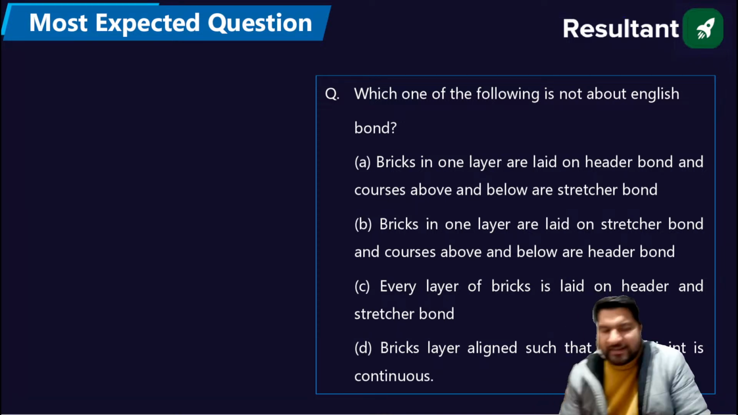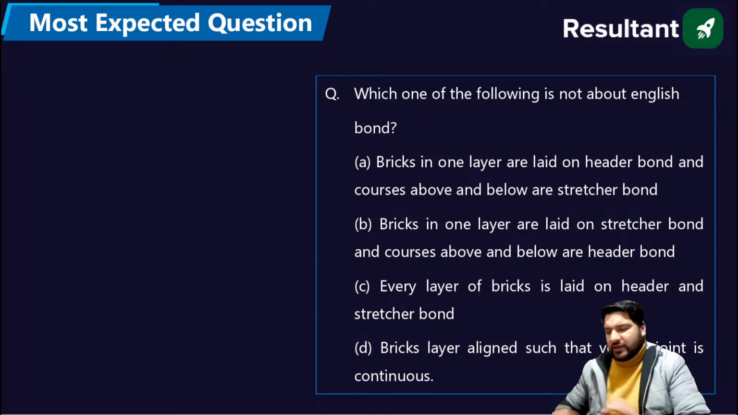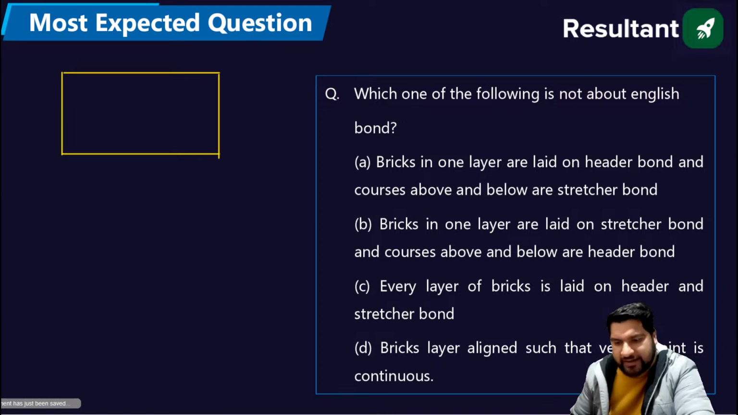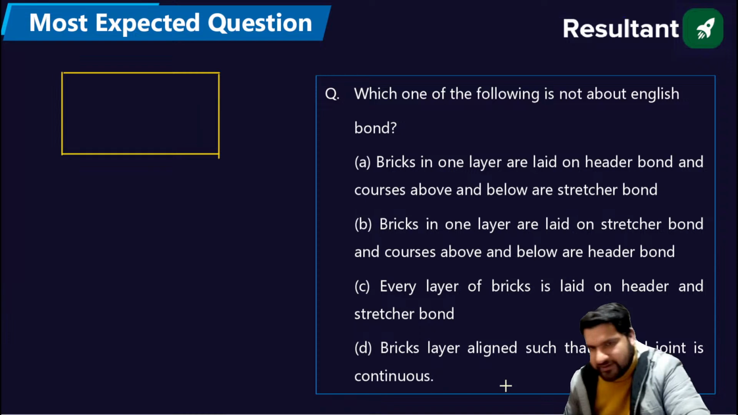So if you are making the English bond, bricks in one layer are laid as header and the courses above and below are stretcher. So I'm making the English bond first. Guys, let's suppose this is the wall. I'm making the English bond. Okay, the option is brick layers aligned such that the vertical joint is continuous. It is option D.